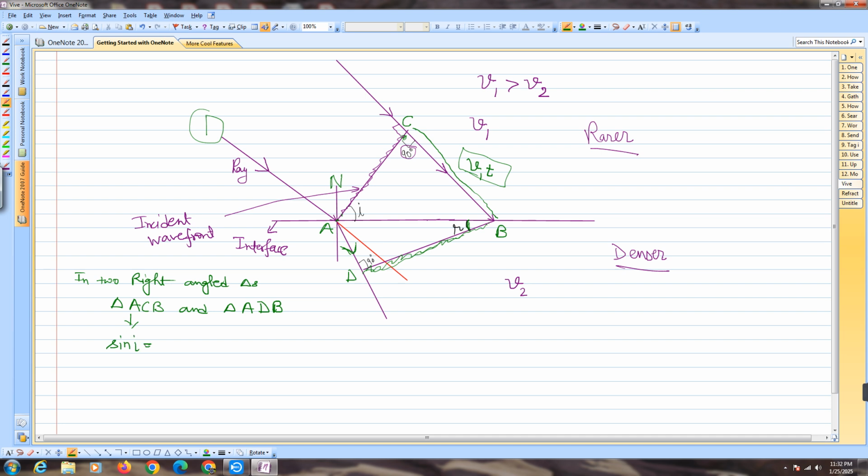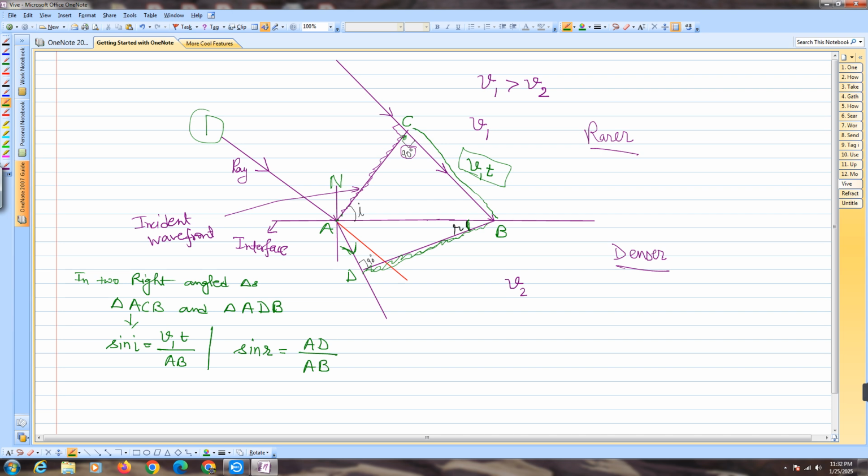So sine I can be written as perpendicular upon hypotenuse. So perpendicular is how much? Perpendicular is v1t upon hypotenuse, which is AB. And similarly we can find in the lower triangle, which is triangle ADB, the value of sine R. Sine R can be written as perpendicular, which is AD, upon hypotenuse, which is AB.